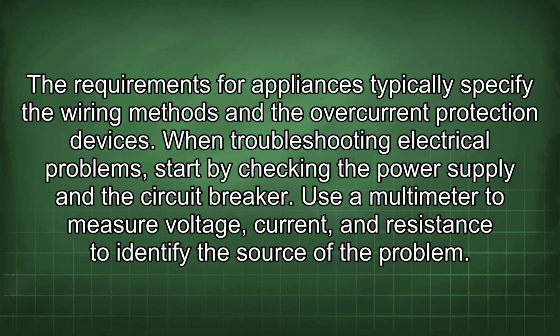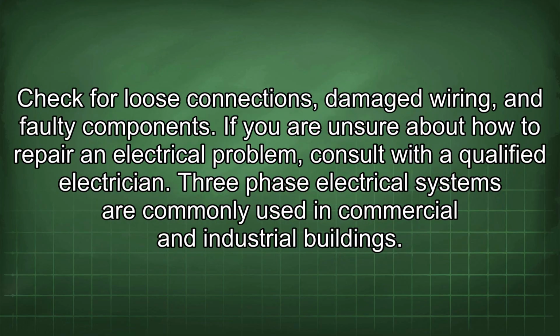When troubleshooting electrical problems, start by checking the power supply and the circuit breaker. Use a multimeter to measure voltage, current, and resistance to identify the source of the problem. Check for loose connections, damaged wiring, and faulty components. If you are unsure about how to repair an electrical problem, consult with a qualified electrician.